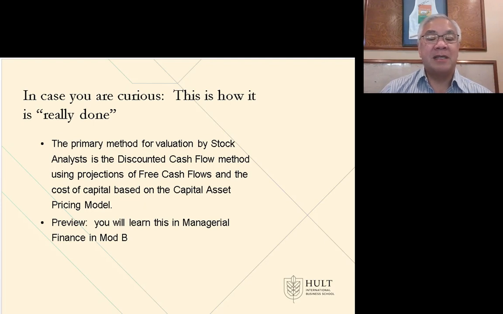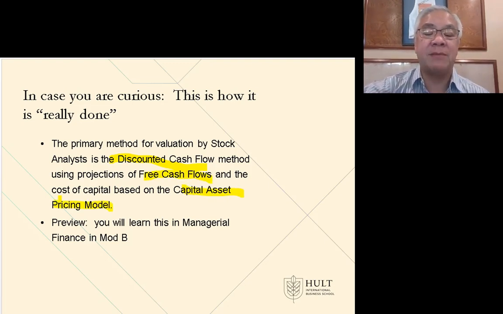In case you're curious, this is how it's really done. The primary method used for valuation by stock analysts is the discounted cash flow method, using projections of free cash flows and the cost of capital based on the capital asset pricing model. And what you'll notice is we just covered quite a few buzzwords. For example, we used the term discounted cash flow and the term free cash flow and the term capital asset pricing model. These are three of the primary things you'll learn next mod in your managerial finance class. But we're going to look at that later on. For now, we're going to stick to the simple price earnings ratio.